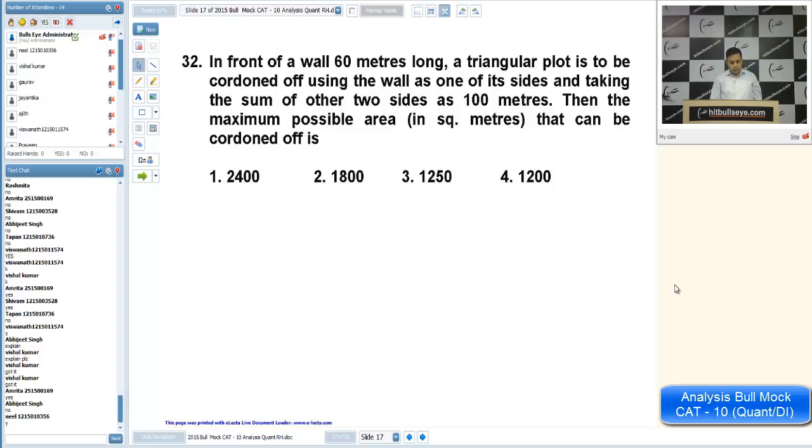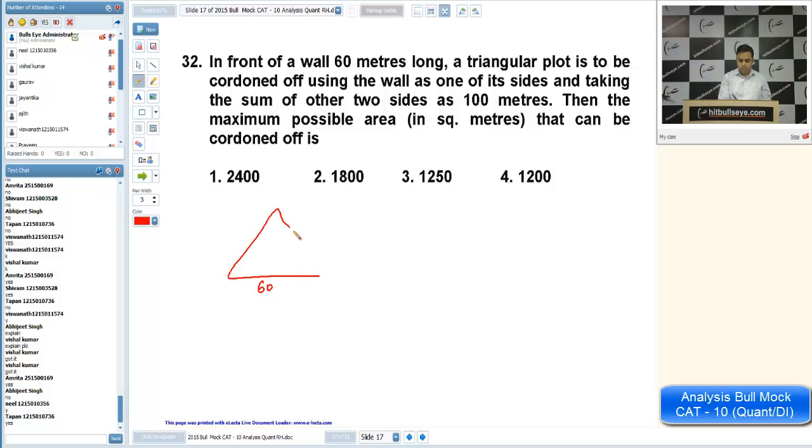Okay, actually this question is basically from maxima and minima. We are having a wall which is 60 meter long. The plot is triangular. So let us take this value as x, and this is equal to 100 minus x, the reason being the sum of other two sides is 100. Now I have to find the area of this triangle.